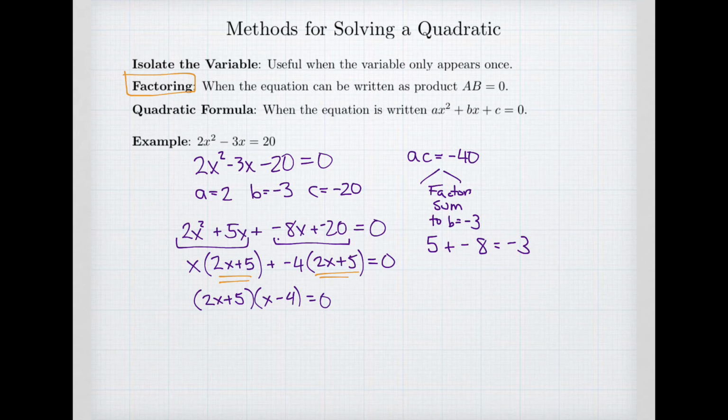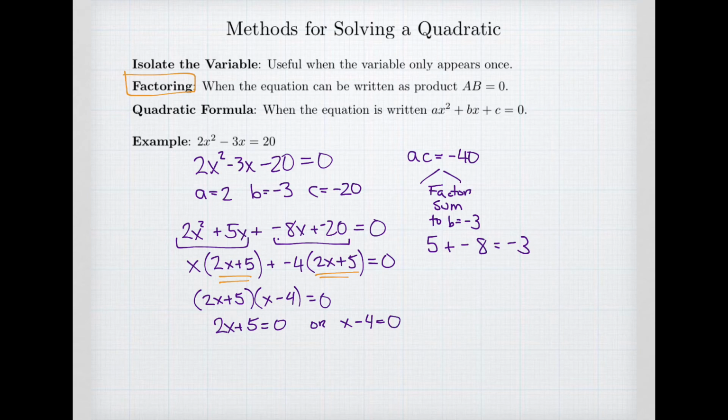Now the reason that I use factoring is if I can multiply a times b equals 0, one of my two factors has to be equal to 0. So I have two possibilities. Either 2x plus 5 equals 0, or x minus 4 equals 0.